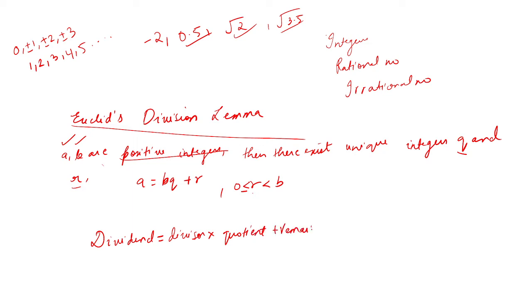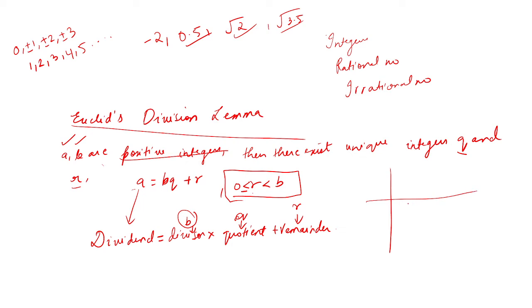Clear? Now let me just give you an example of why this is given, why r must be less than b. So what is b? b in this case is going to be the divisor, right? b is the divisor here, q is the quotient, r is the remainder, and a represents the dividend. All right, so the remainder must be less than the divisor.